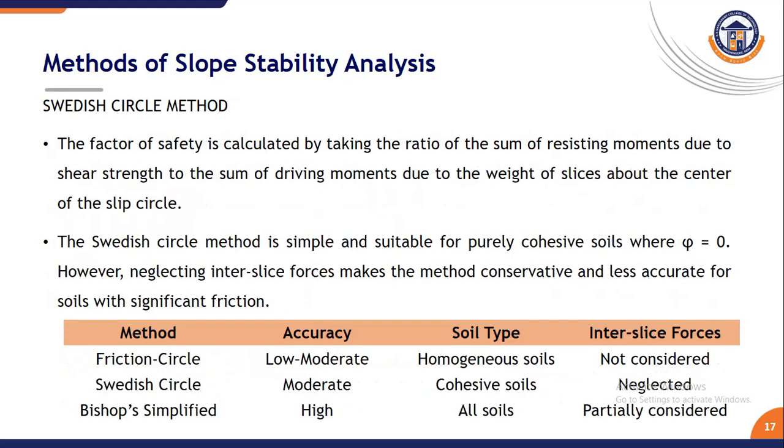Here the table represents the three analyses: friction circle, Swedish, Bishop. The accuracy for the friction circle is low to moderate, the Swedish circle is moderate, and the Bishop method has very high accuracy and is suitable for all types of soil. But the Swedish circle method involves cohesive soil only, and the friction circle method is used for homogeneous soil.